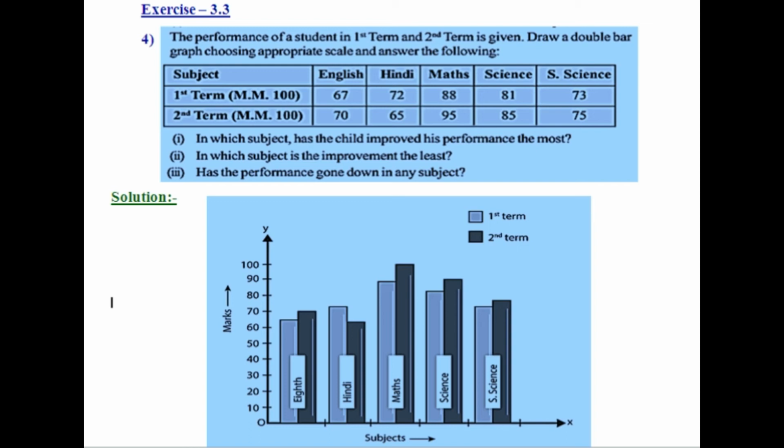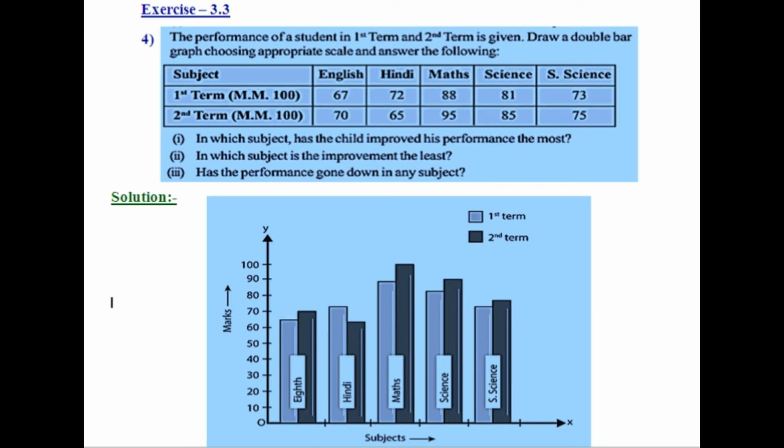Then after drawing the double bar graph, you have to find the answers for the given questions. You see, in which subject has the child improved his performance the most? Then in which subject is the improvement least? Third one, has the performance gone down in any subject? You see the graph.